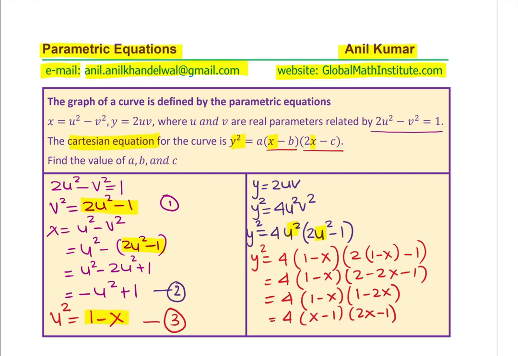And now we can compare our equation. So what do we get? The value of b and c, and the value of a. As you can see from the given equation here, we have a equals 4, right? So we can write a equals 4, b equals 1, and c also is equal to 1. Is that clear to you? So that is how we get our equation, which can now be written as y square equals 4 times (x minus 1) times (2x minus 1). Is that clear to you? That is how we could do this particular question.